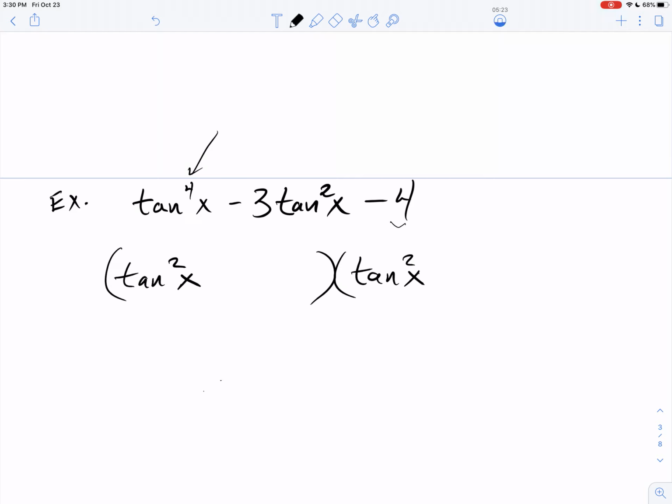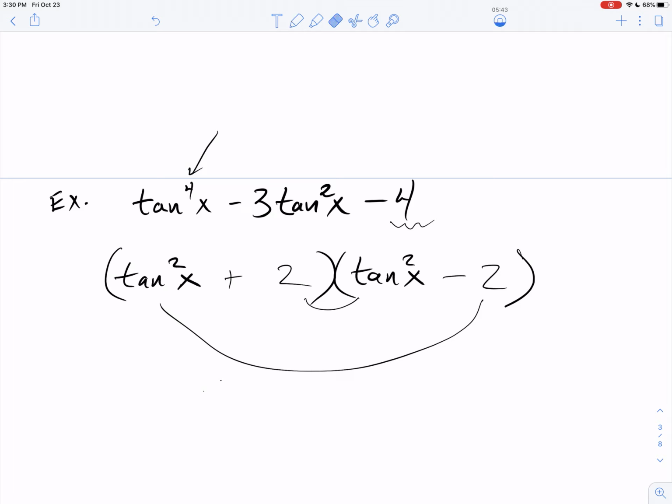And then look here. I've got to get a 4. So I could say maybe plus 2 and minus 2. I could, maybe. But you know what? Maybe that's not the way to go. Because if I check that, I would end up with 2 tangent squared, take away 2 tangent. Oh, that's not going to do it.